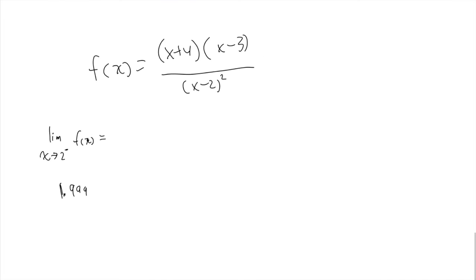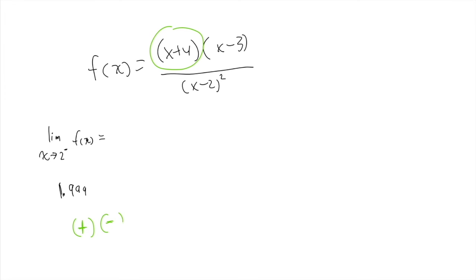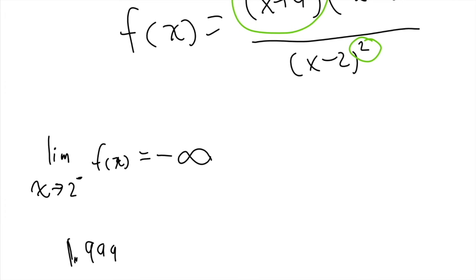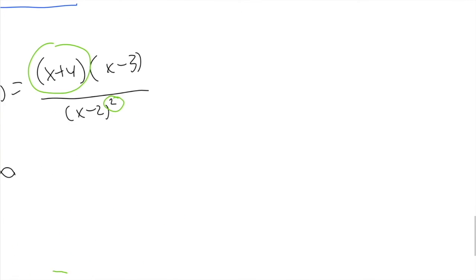So we could say, well, 1.999 plus 4, that's going to be positive. It's just a positive plus a positive. Right here, 1.999 minus 3, well, 3 is greater than 1.999 in terms of absolute value. So that's going to be a negative. And then 1.999 minus 2, that is negative, but we are squaring the number here, making this positive. So it's a negative over a positive, which equals a negative, meaning that this limit is approaching negative infinity. And then let's check from the right.